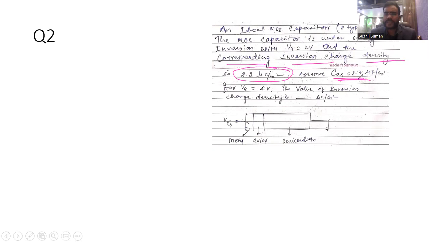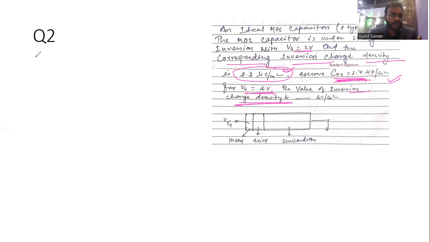Assume C oxide is 1.7 microfarad per centimeter square. So for Vg equal to 4 volt, what is the value of the inversion charge density? When C oxide is this, Vg equal to this, then the charge density is this. So when Vg becomes 4 volt, what is the charge density? This is the question. Okay. Now, how can you solve this question?